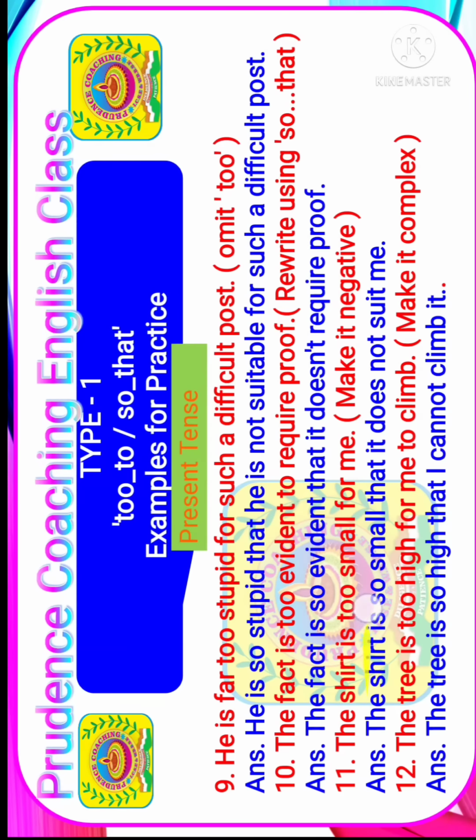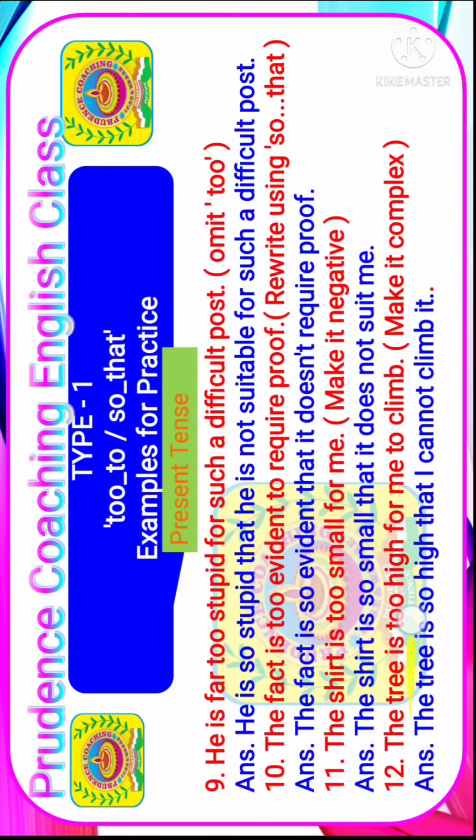Next one, the shirt is too small for me. This will be written as the shirt is so small that. We will use the pronoun for the shirt, that is does not suit me. Next one, the tree is too high for me to climb. We have already discussed this question before. There we need to omit two, but here the question is make it complex. The answer will be same.